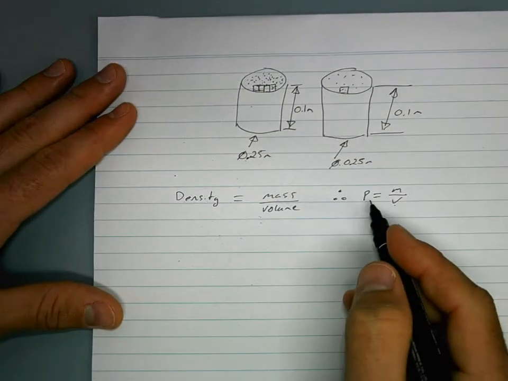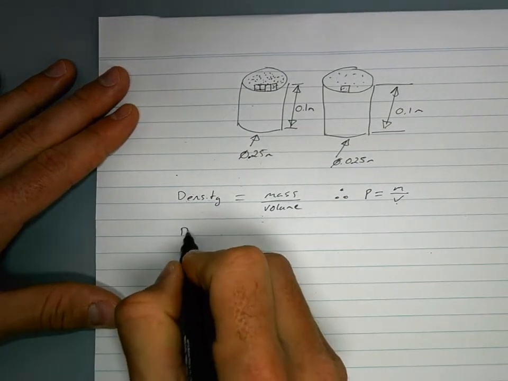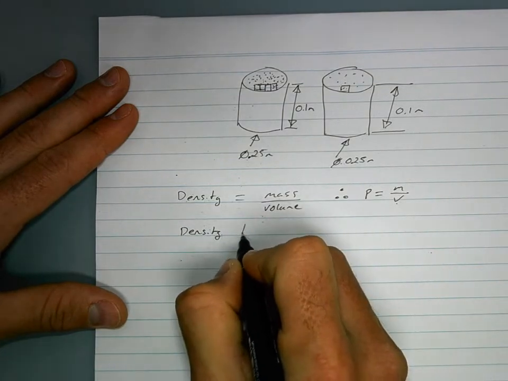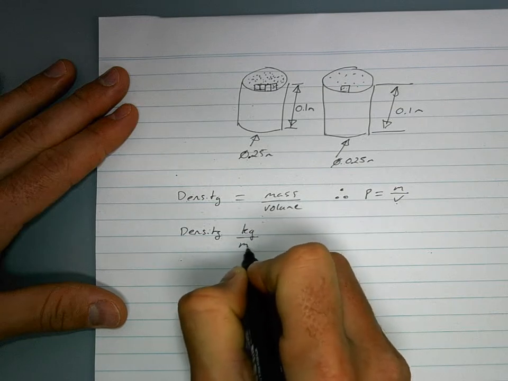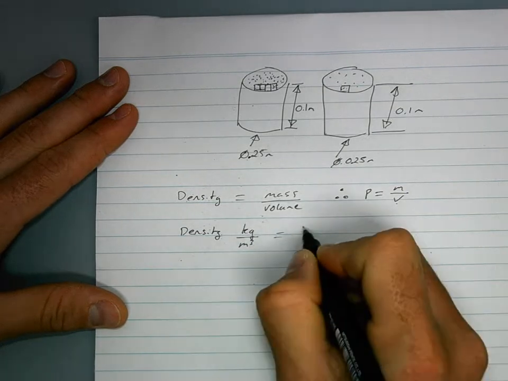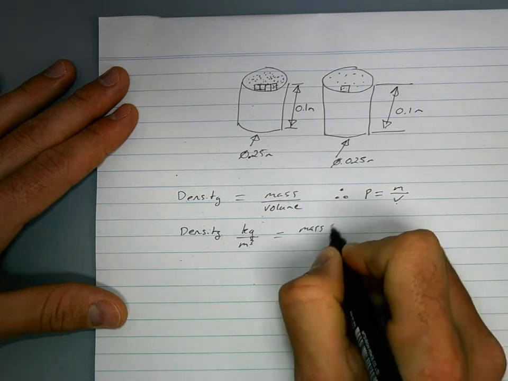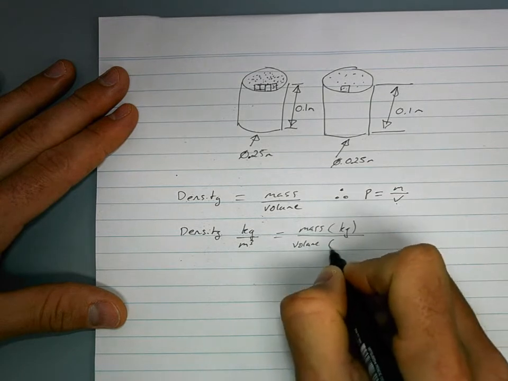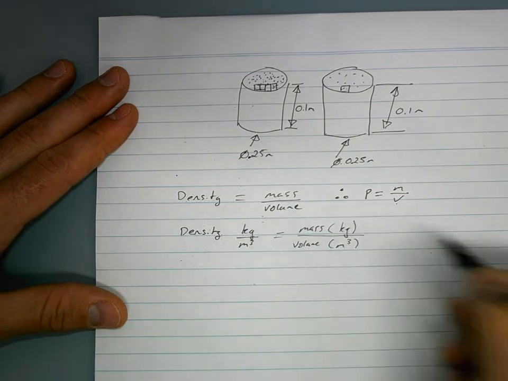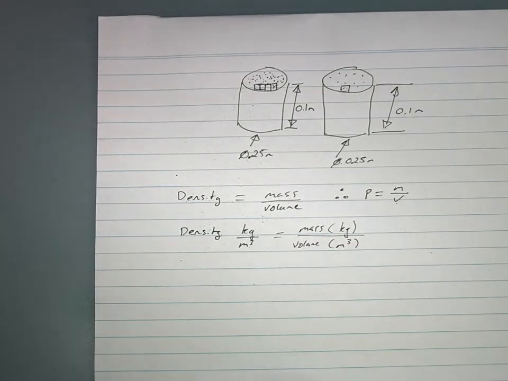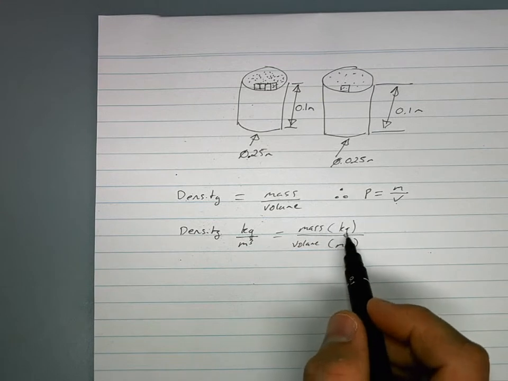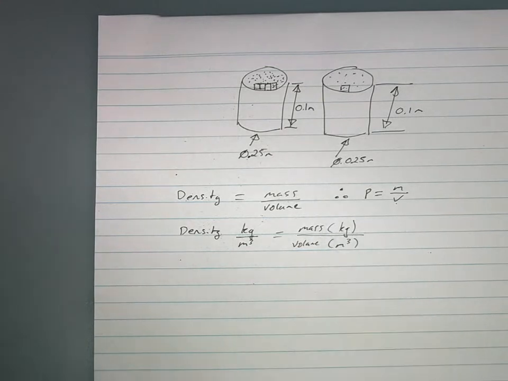Now let's look at the units before we move on. The units for density are kilograms per meter cubed, equal to mass in kilograms and volume in meters cubed. Now you need to make sure you convert all your weights to kilograms and all your volumes to cubic meters. You can do that in 2 methods before we get any further.